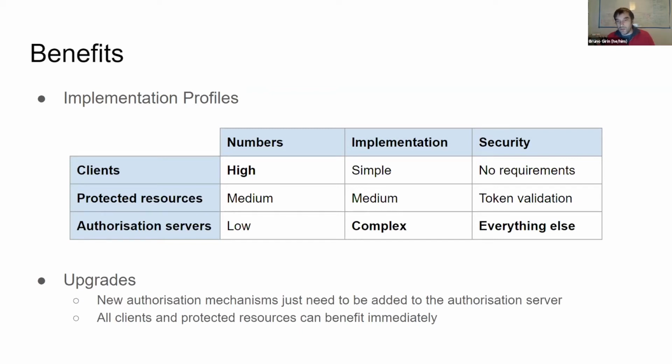The authorization server, on the other hand, is where all the complexity lies, or most of the security lies. So that limits the surface of complexity and the security surface, which makes it easier to make it secure. What this also means is that in terms of upgrades, if you want the new fancy authorization mechanism, you just upgrade the authorization server. Client and protected resource should be able to benefit from that. So, with all this said, how do you implement this in practice?